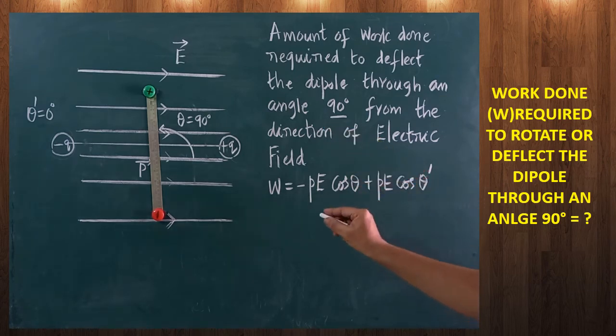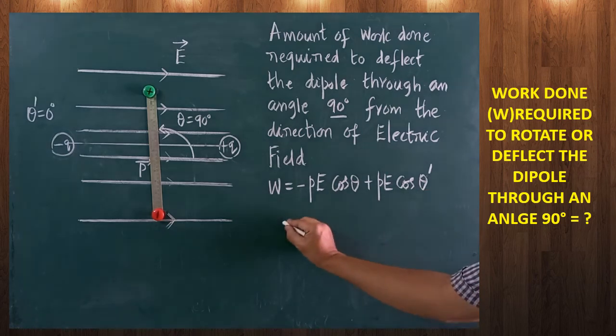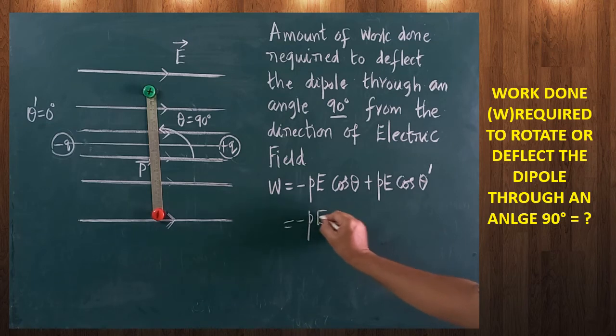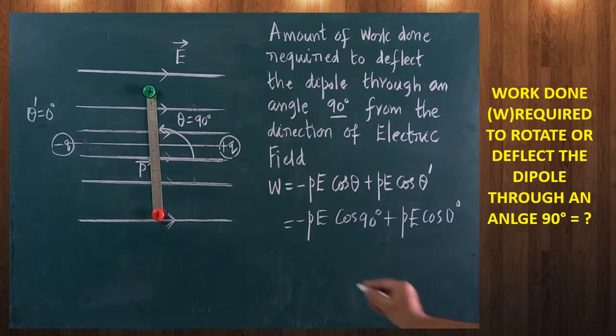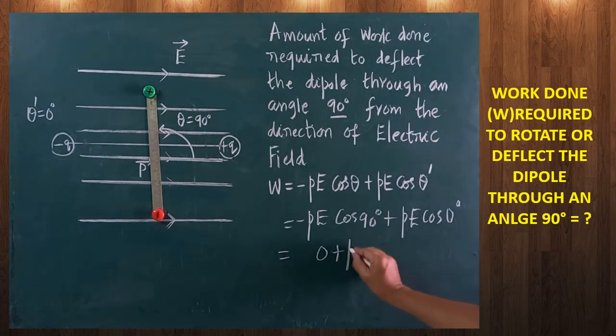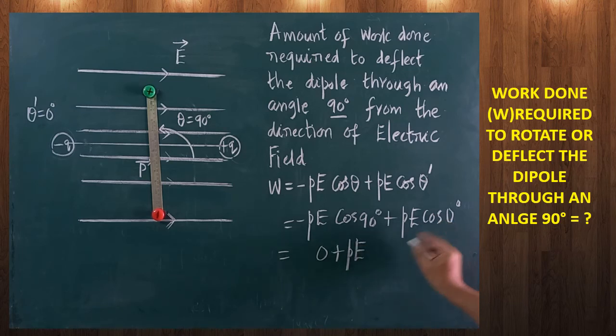90 degree. Substitute. Now the angle is 90. Previously theta dash is 0 degree. Now substitute minus PE cos 90 degree plus PE cos 0 degree. Are you clear? We know that cos 90 is 0, so this factor becomes 0. Are you clear? Plus PE cos 0 is 1. So finally what happens? The expression becomes PE. So finally W is nothing but PE.